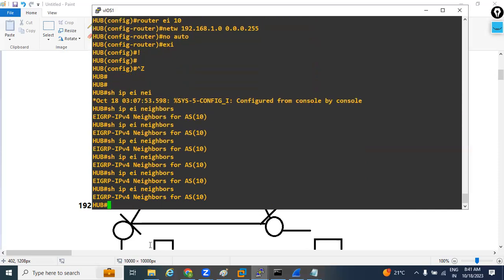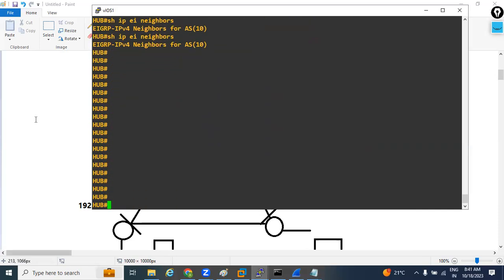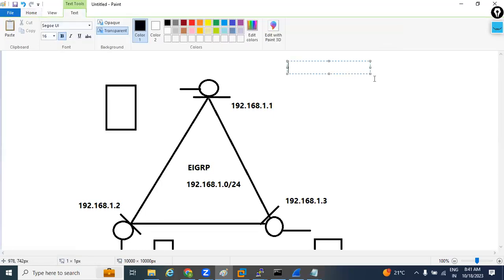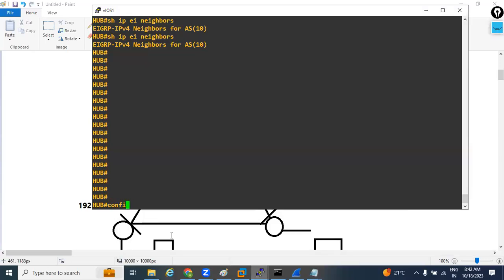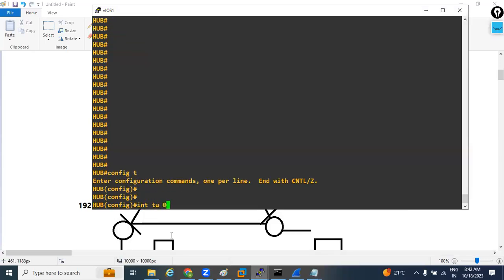This is like yesterday. Yesterday there was a command for EIGRP multicast traffic, and I hope you remember ip nhrp map multicast, and then the entry with whom, whether 11.1 or 12.1. So today, what is the concept here? Let's get into the hub. Interface tunnel 0. This is the last command on the hub.